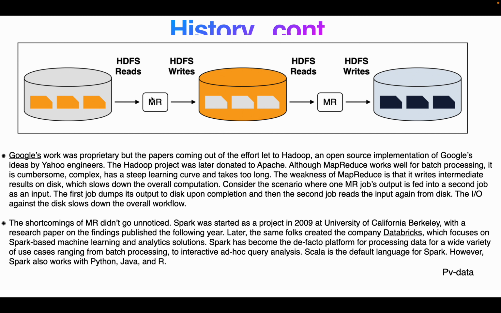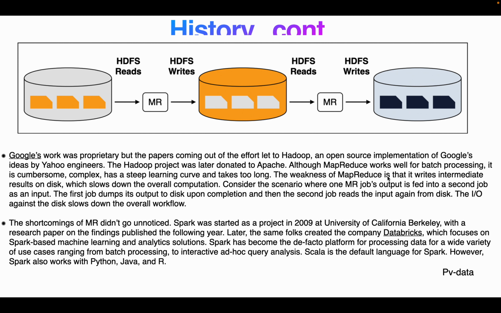So let's go deeper. Google's work was probably what the paper came out of. Hadoop is the open source implementation of Google's ideas by Yahoo engineers. The Hadoop project was later donated to Apache. Although MapReduce worked well for batch processing, it is somewhat complex. It has a steep learning curve and takes a long time.